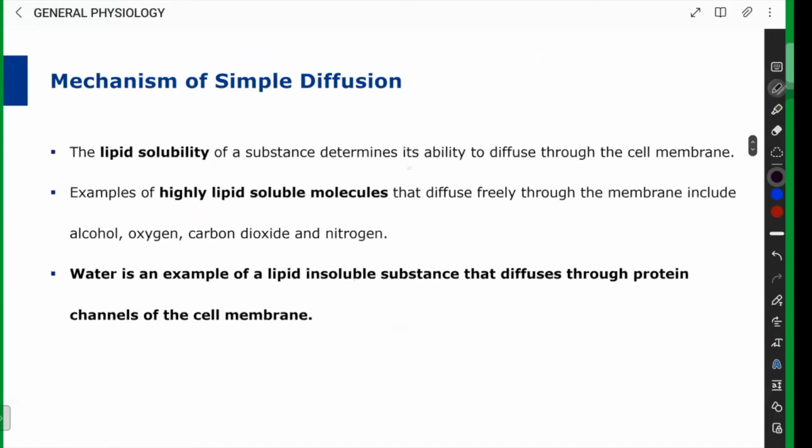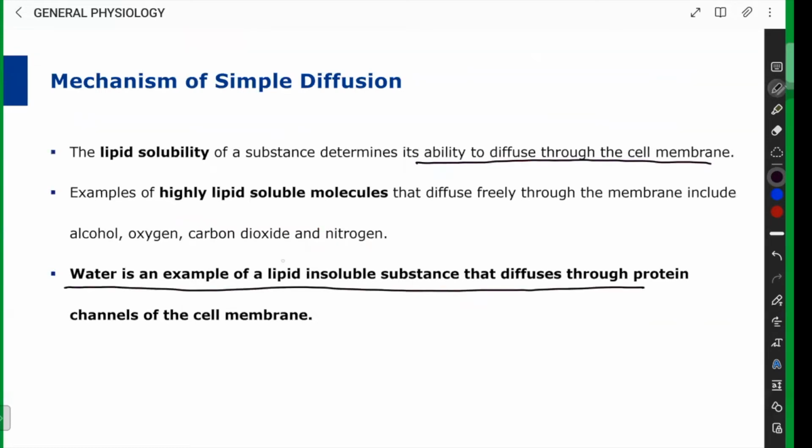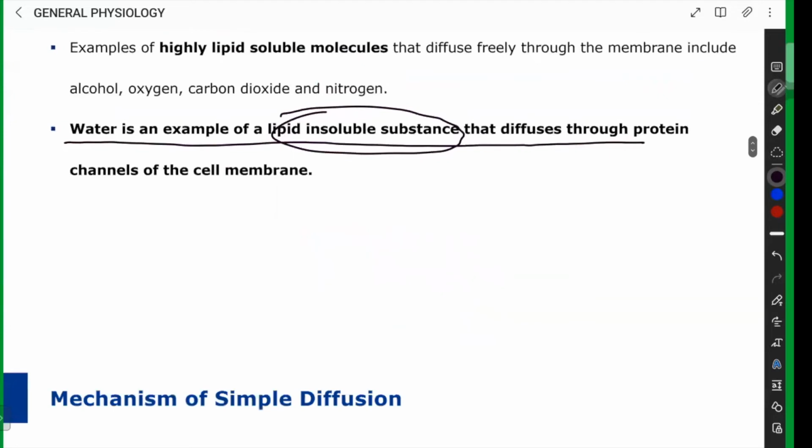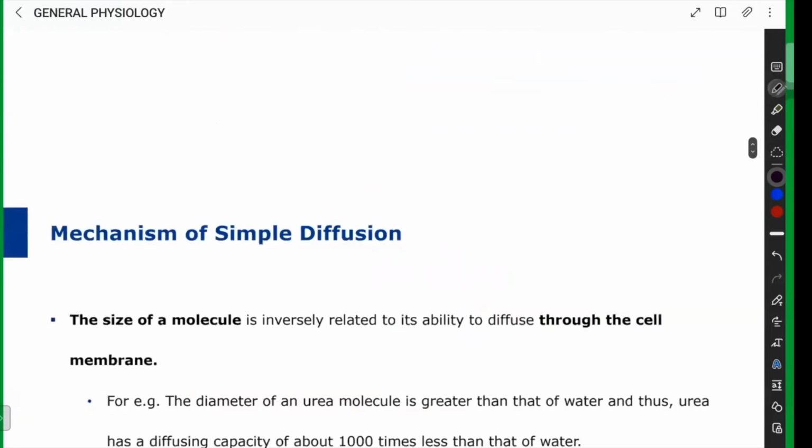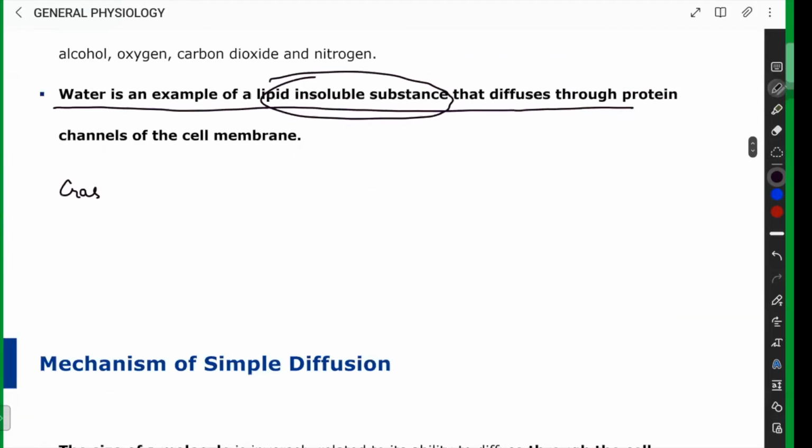For example, water is insoluble in lipid, so it diffuses through a protein channel. Gases, on the other hand, are lipid-soluble substances. Therefore, they penetrate the lipid bilayer and enter. So these are the two examples I can give you.